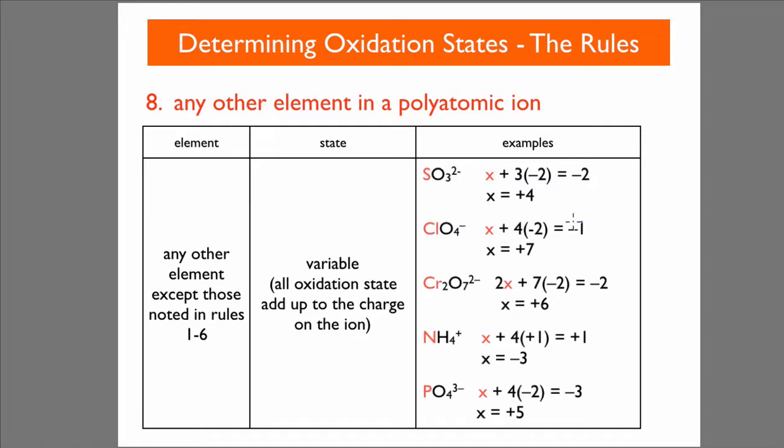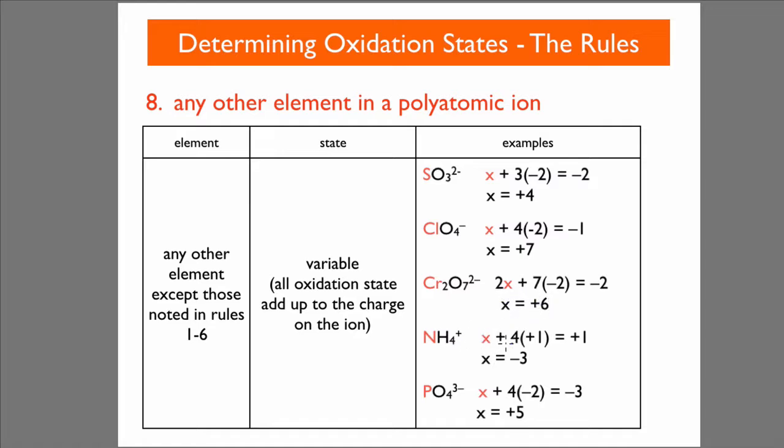Overall charge of -1. So to get an overall -1, if this is -8, this is going to have to be +7. Here we've got 2 chromiums, 7 oxygens, 7 times -2, overall charge -2. This is going to be -14. We've got 2 of these, so -14, and you've got the -2 over here, remember, so X is going to be +6.